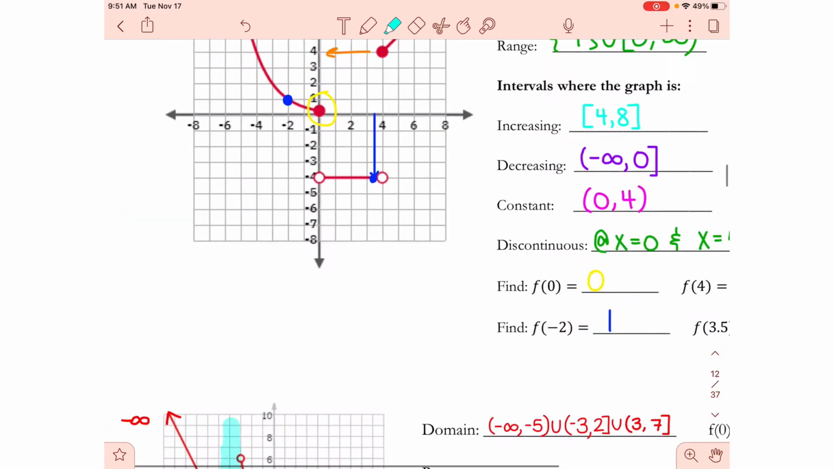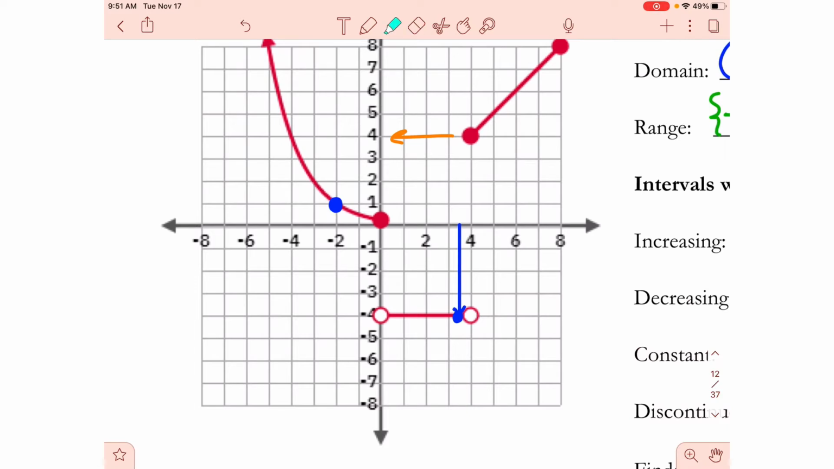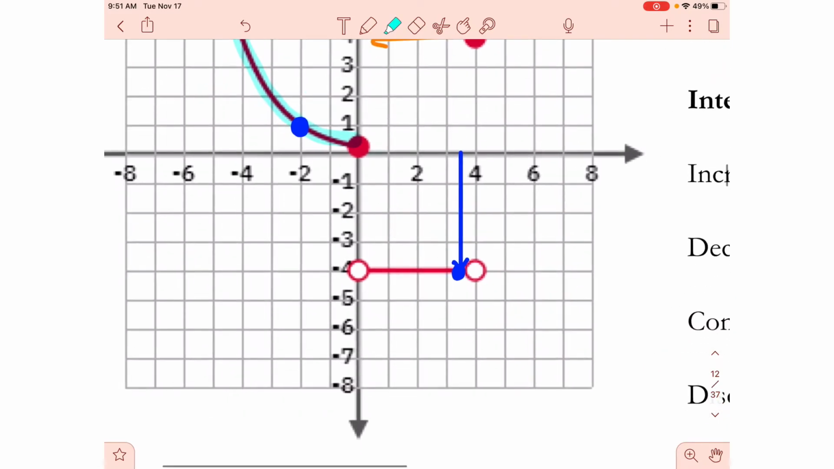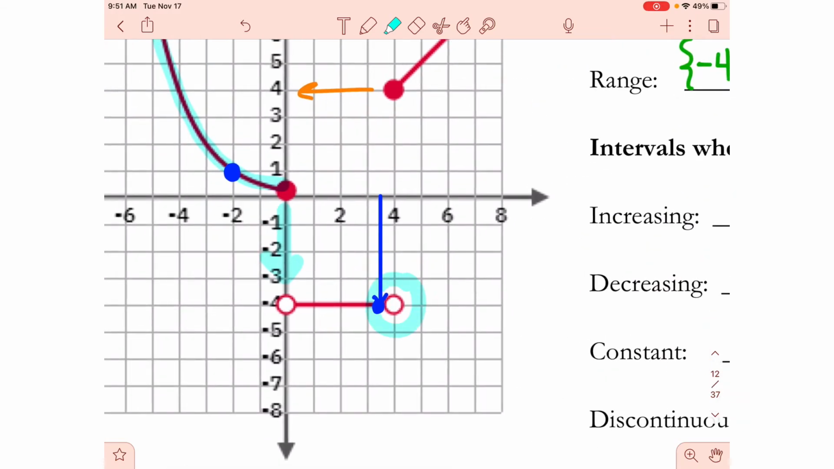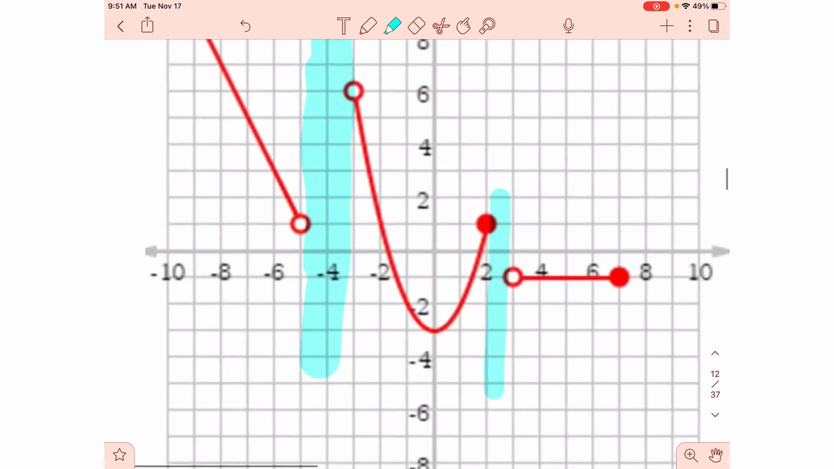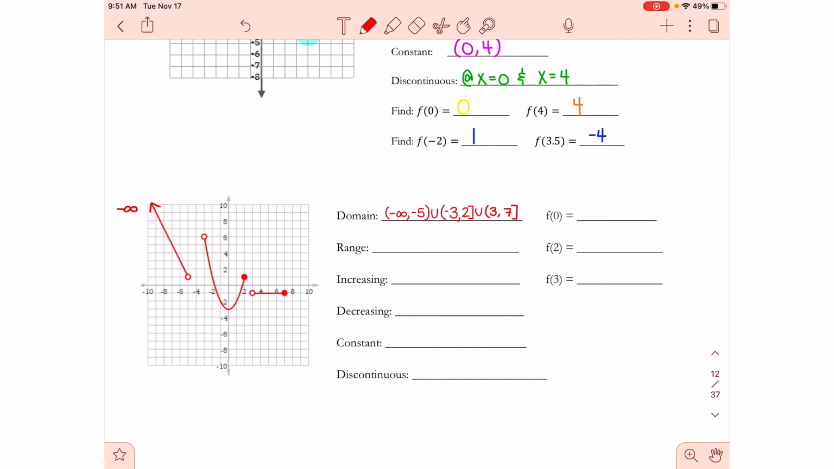Now that's different than this, because for these, notice that this graph left off at x equals 0, but then it started again at x equals 0. So I didn't need to break up the domain. And this stops at x equals 4, but then it starts again at x equals 4. Whereas this one stopped at -5, and then it didn't start again until -3, which means I needed to do a break in my domain. So that is the domain. There's 3 chunks to it.